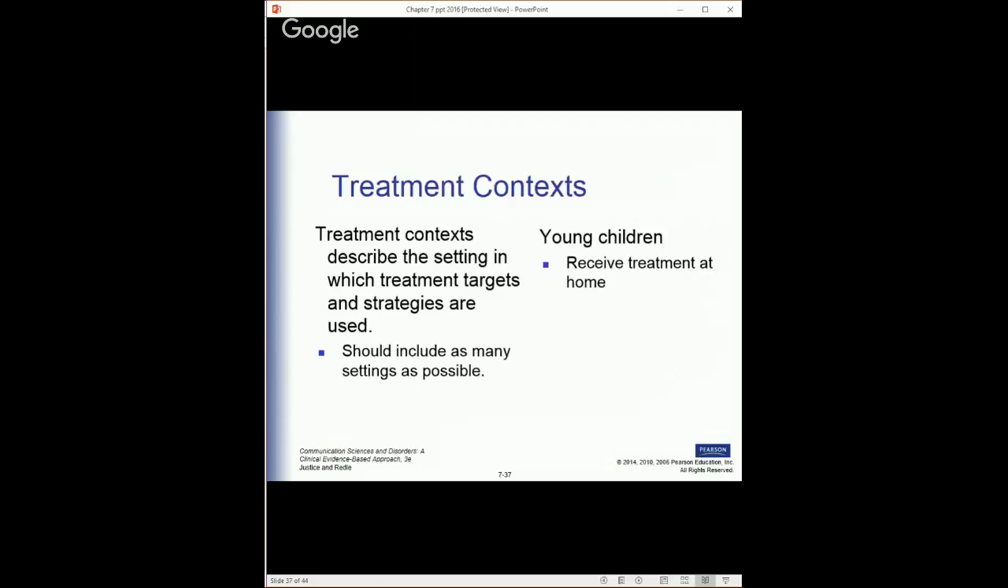Young children typically receive treatment at home because it's their natural environment. That's where they can learn best. Older children receive treatment at school using a pull-out model where the child may be pulled out for individual sessions, or a classroom-based model where the specialist goes into the classroom and helps the child.